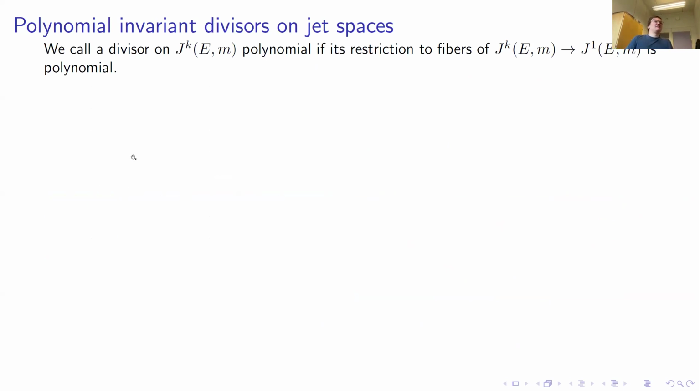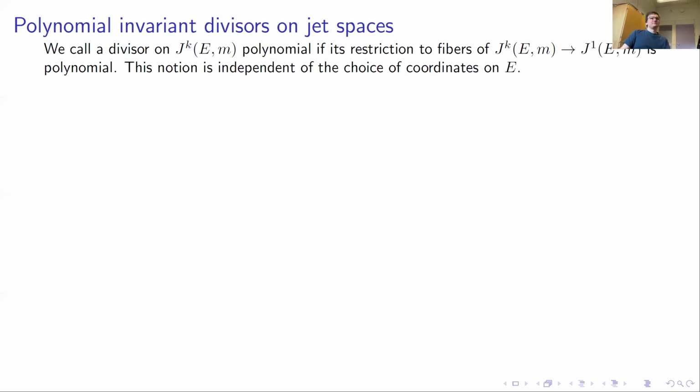So let's talk about polynomial invariant divisors on jet spaces. We will consider jets of submanifolds of some manifold E of codimension M. And we then call a divisor polynomial if its restriction to fibers of JK to J1 is polynomial. So when I say the divisor is polynomial, I mean the representative functions f alpha are polynomial. This notion is independent of the choice of coordinates on E. And that's also why we go to J1 here. We cannot, in general, go to J0.